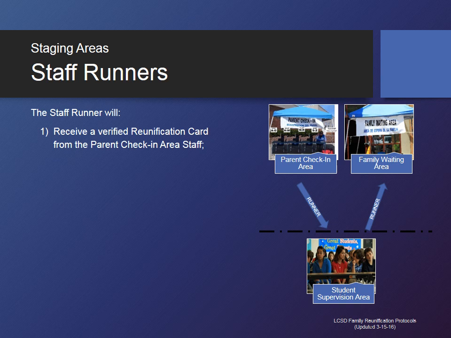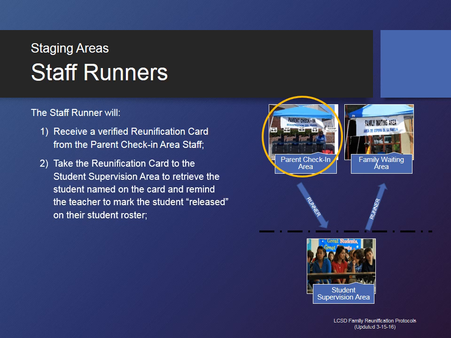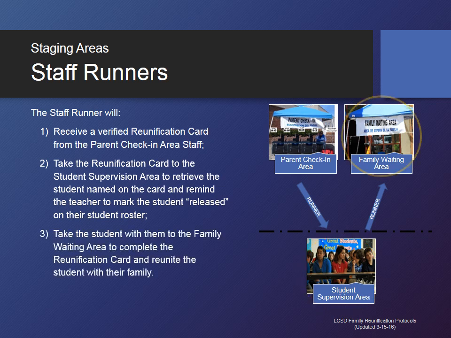Now let's talk about the role of the staff runners. The staff runner will receive a verified reunification card from the parent check-in area staff. They will take the reunification card to the student supervision area to retrieve the student named on the card and remind the teacher to mark the student released on their student roster. They will take the student with them to the family waiting area to complete the reunification card and reunite the student with their family.